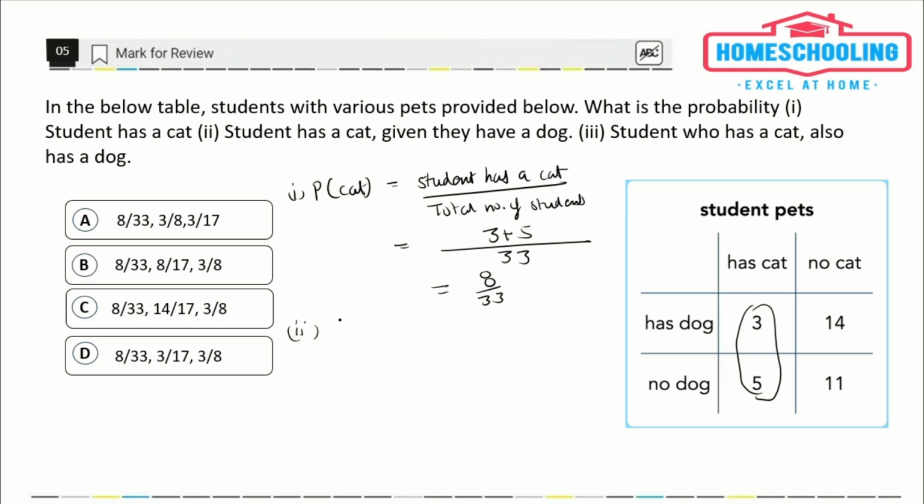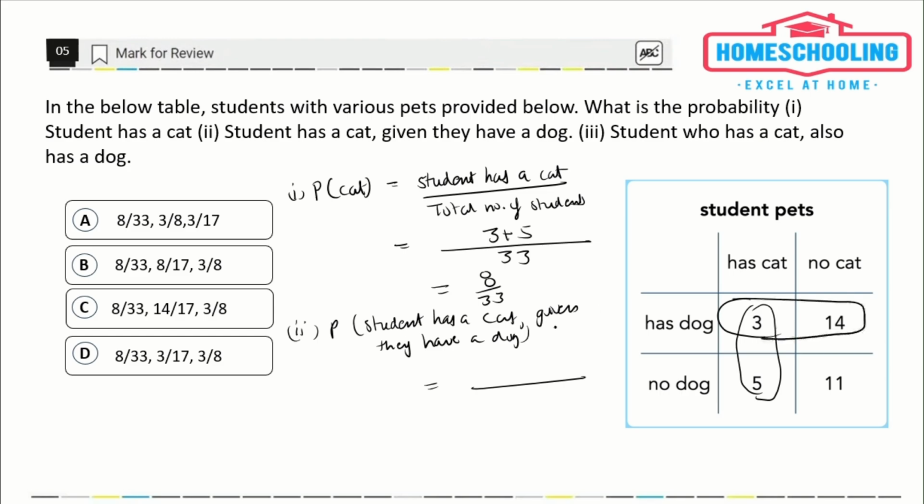In part 2, we have to find the probability that a student has a cat given they have a dog. So our total number of possible outcomes would be, because the student who has a cat should also have a dog, 3 and 14, because the condition is given that they should have a dog. So the students who have a dog are 3 plus 14, that would be 17. And among these 17, who has a cat? Only 3 of them have a cat. So 3 divided by 17 is going to be your answer.